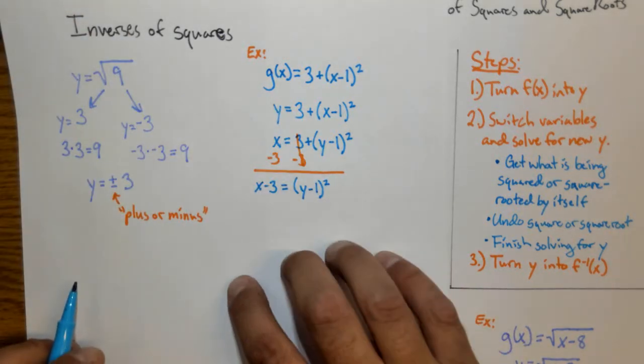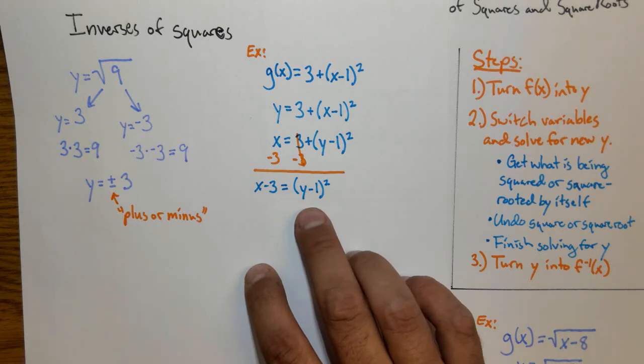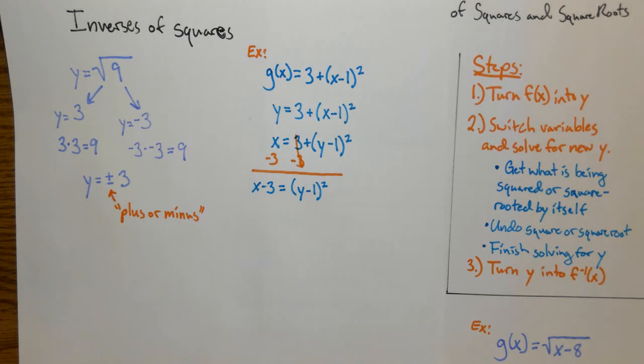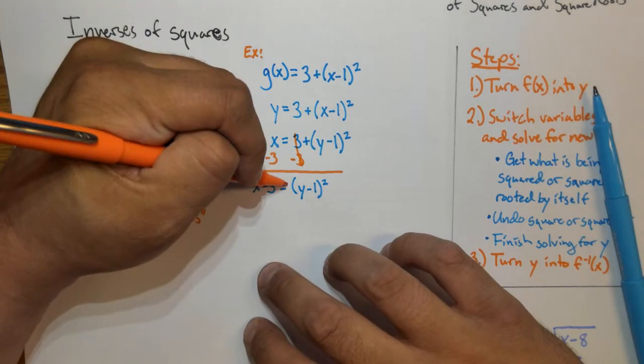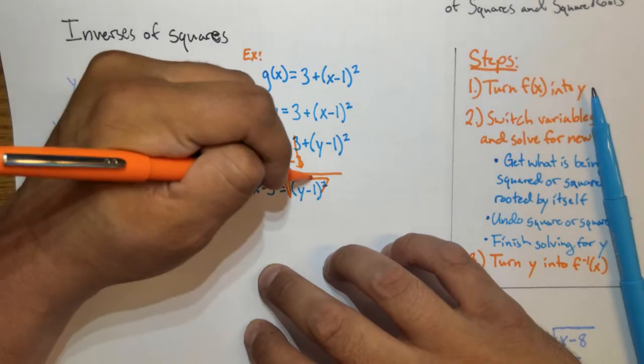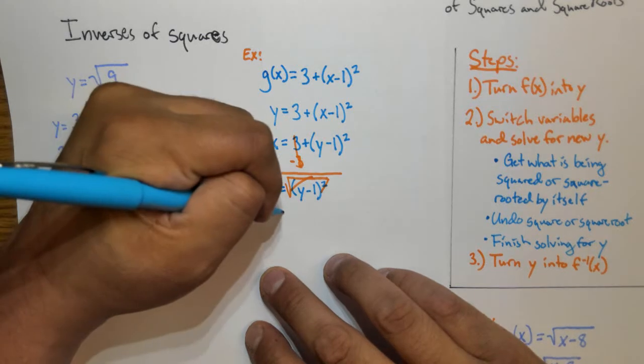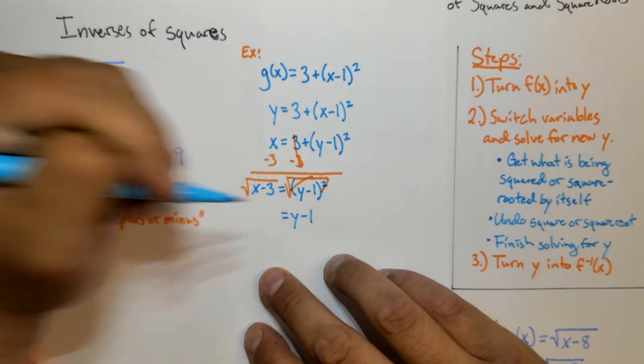Now, we have what's being squared by itself, so let's get rid of the square. Let's do the opposite operation of squaring. So let's take the square root of both sides. Now this square root will cancel out the square. So on the right side we have y minus 1.